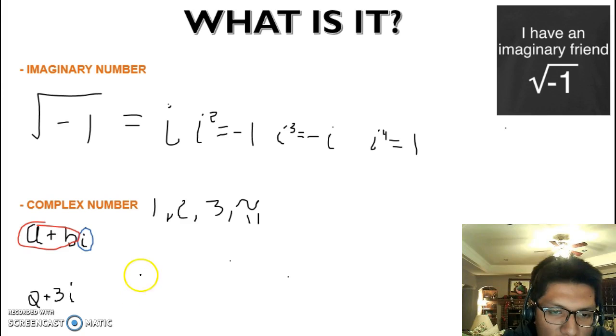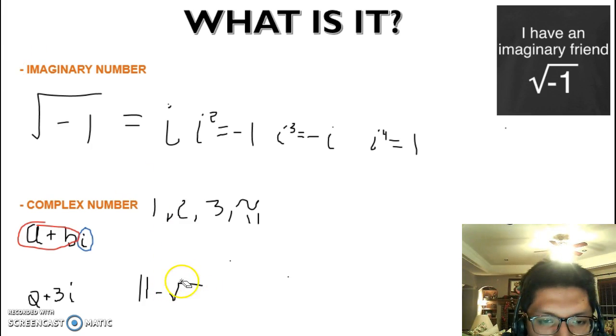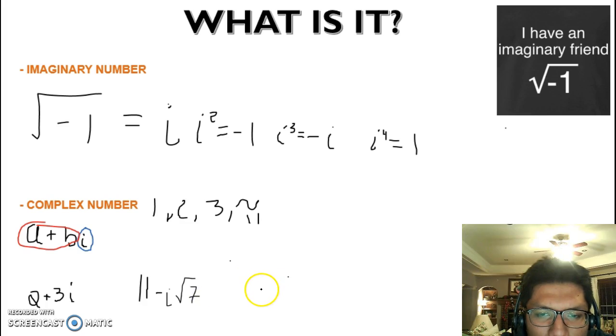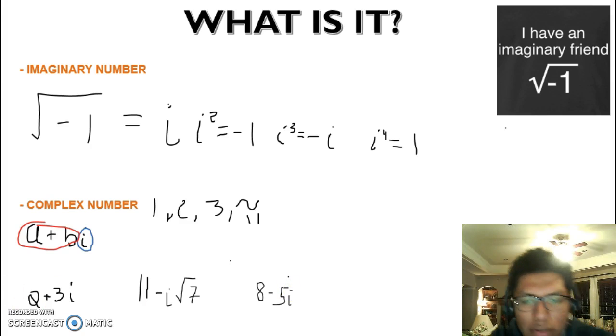That's a complex number. And another example could be 11 minus the square root of 7, and 8 minus 5i. So that's all complex numbers are.